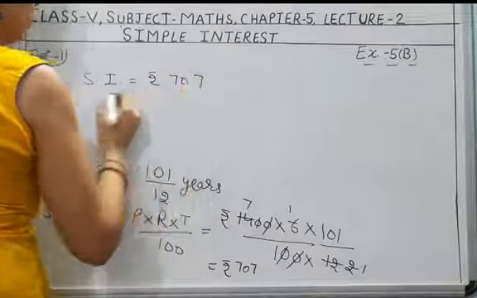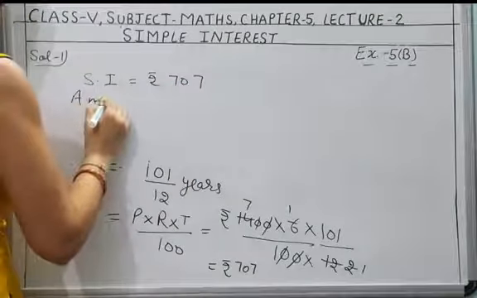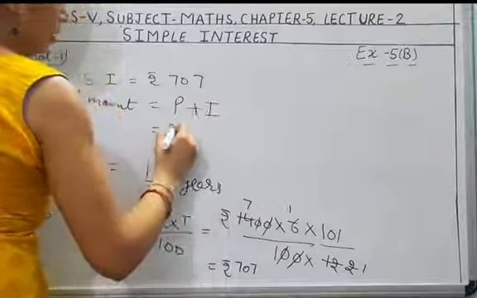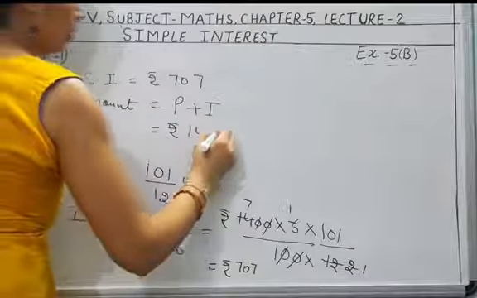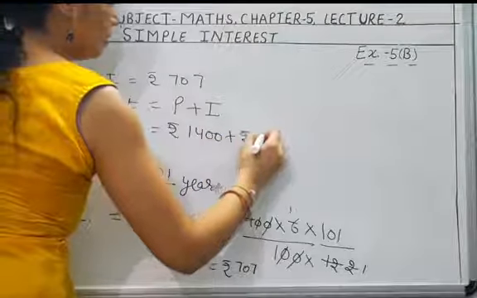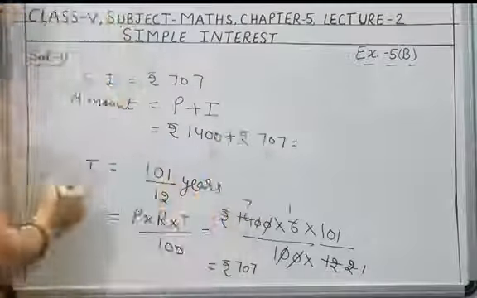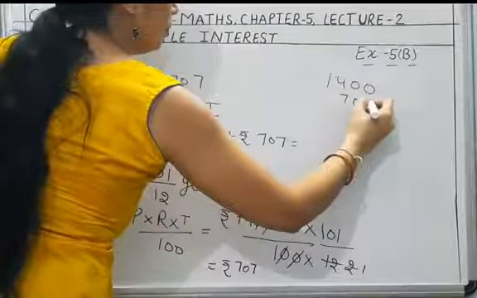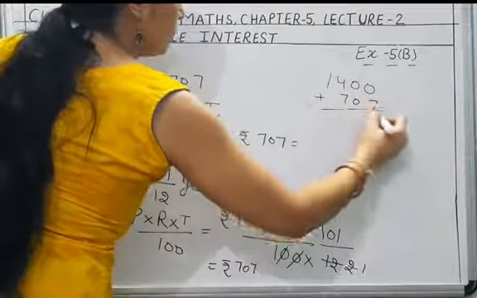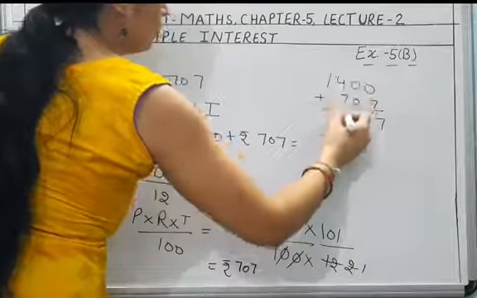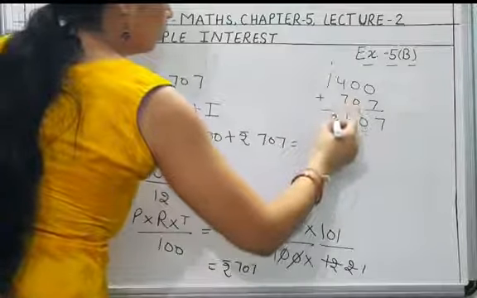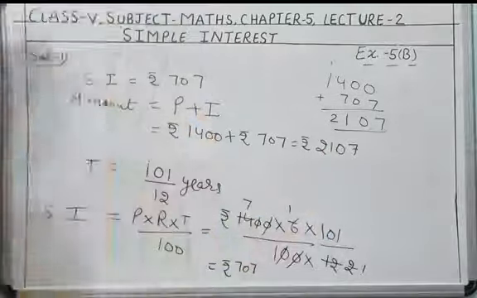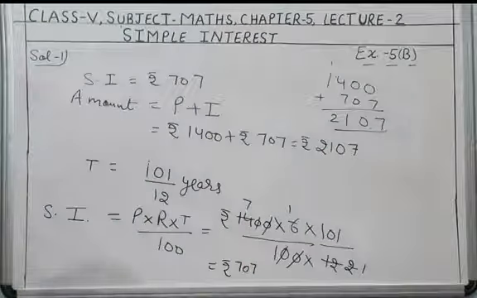And we have to calculate the amount. Amount is equal to principal plus interest. Principal 1400 plus interest rupees 707. Do addition. Zero plus 7, 7. 0. 7 plus 4, 11. 1 plus 1, 2. So rupees 2107 is the amount. Got it?